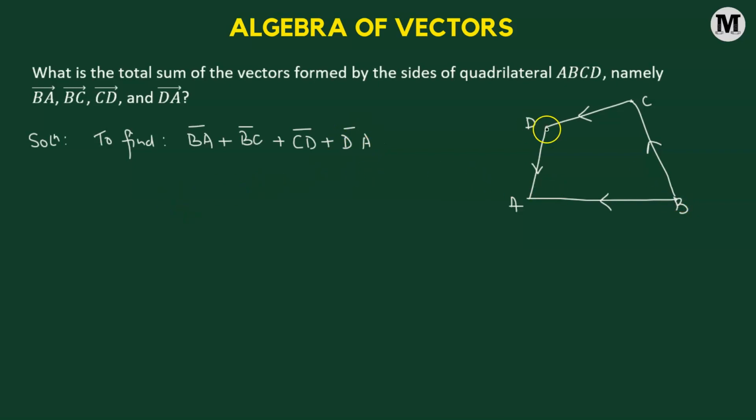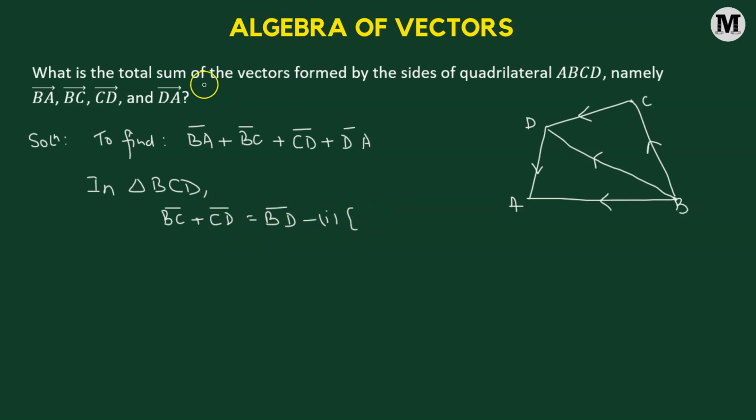Okay. Now, what will we do? We will join B and D. Let's join B and D, and we consider it to be a vector going from B to D. Now in triangle BCD, using the triangle law of vector addition, BC vector added to CD vector must be equal to BD vector. Let's call it number one. This is from the triangle law of vector addition.